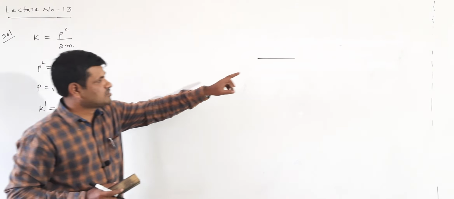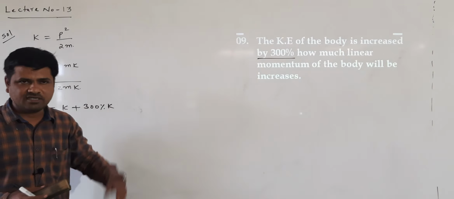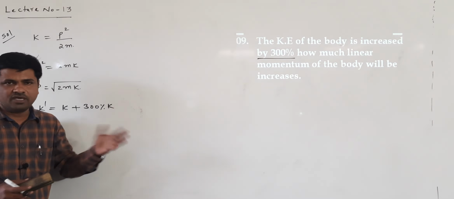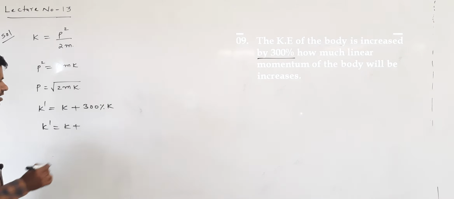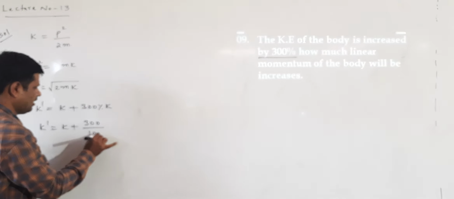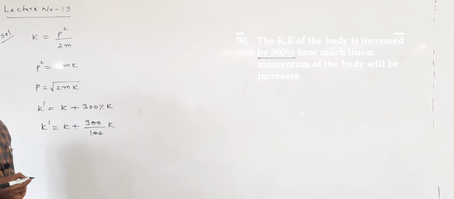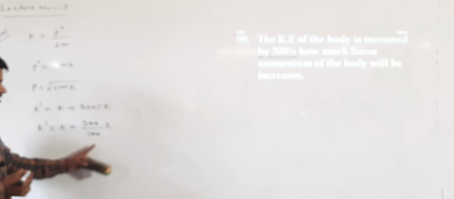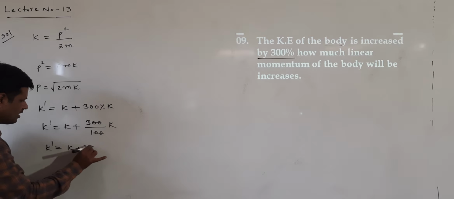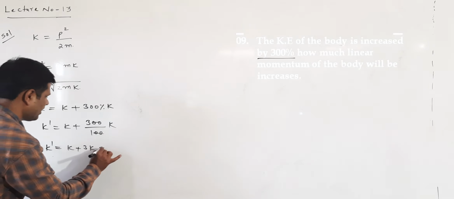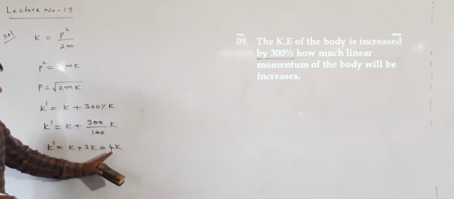K plus 300% into K. So K dash is equal to K plus 300 by 100 into K. The percentage is removed by dividing with 100, so the two zeros cancel. K dash is equal to K plus 3K, which is 4K. This is the final kinetic energy.